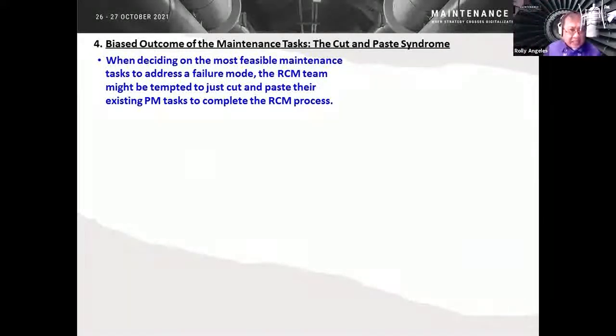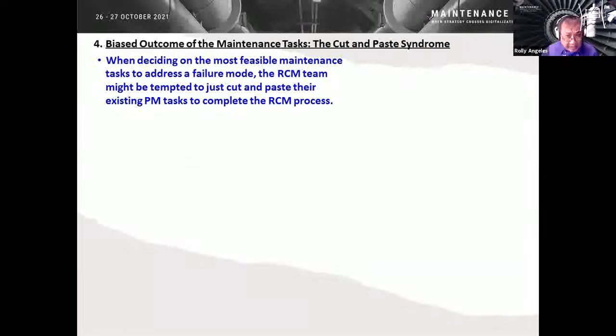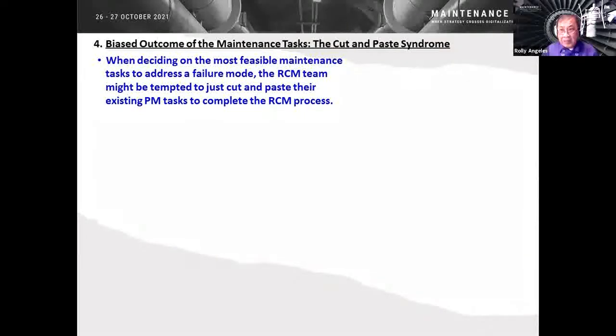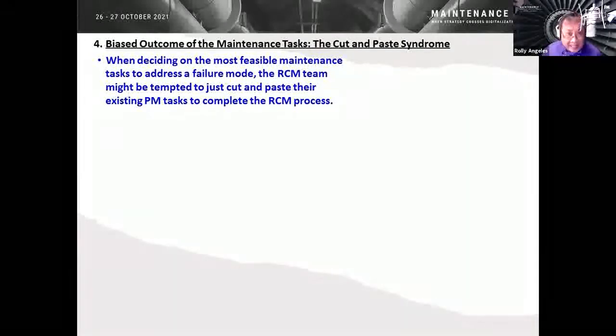Okay? Now, fourth, we have a biased outcome of the maintenance task. I call this the cut and paste syndrome. Typically an industry has its own preventive maintenance activities, so they have the tasks listed. And when deciding on the most feasible task to address a particular failure mode, the RCM team might be tempted to just cut and paste their existing preventive maintenance tasks just to complete the RCM process.